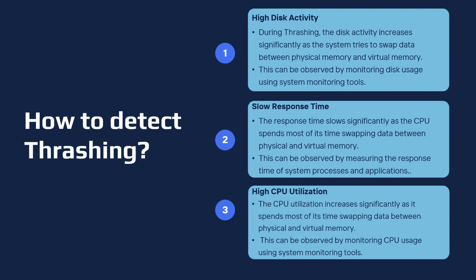The second is slow response time. The response time slows significantly as the CPU spends most of its time swapping data between physical and virtual memory. This can be observed by measuring the response time of system processes and applications. The third is high CPU utilization. CPU utilization increases significantly as it spends most of its time swapping data between physical and virtual memory. This can be observed by monitoring CPU usage using system monitoring tools.